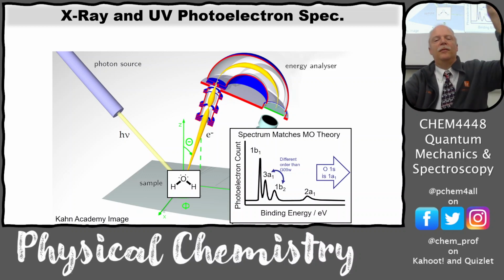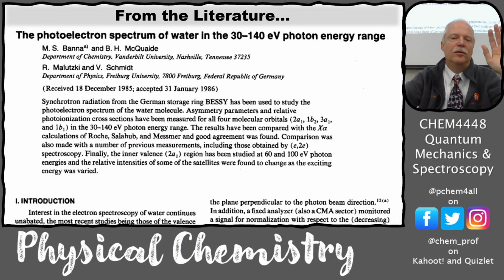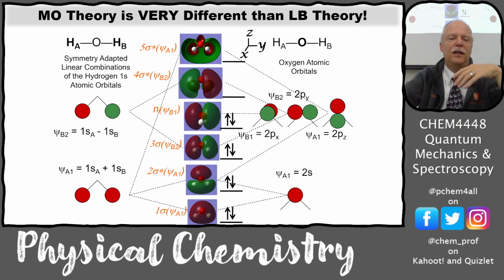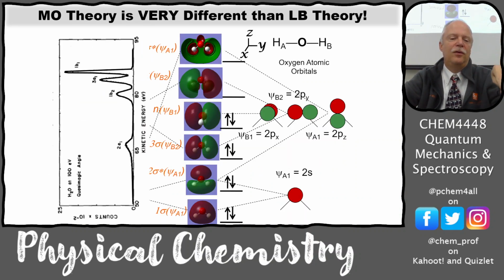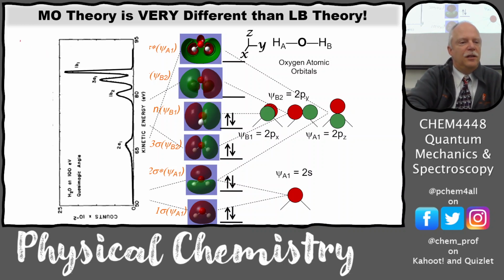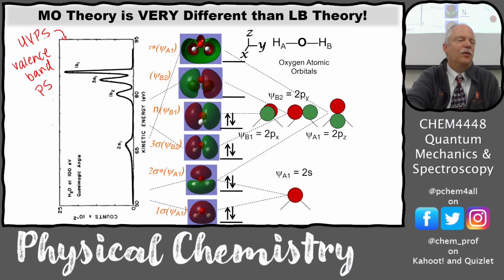So let's take that spectrum and put it on its side next to the bonding molecules. From the literature, this is that X-ray photoelectron spectrum, or the UV photoelectron spectrum, because we're in the valence region. So whenever I say valence band, this is a UV PS or valence band PS. And remember what PS stands for, photoelectron spectroscopy. Okay.